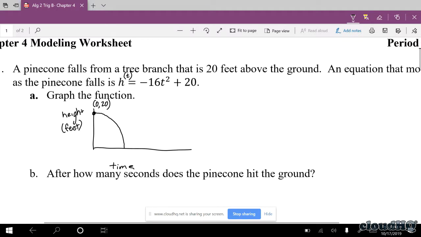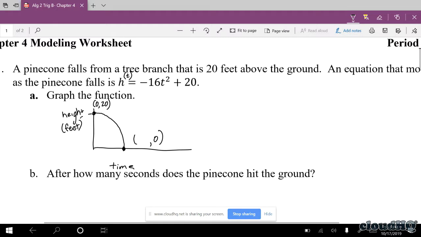When it hits the ground, what is the height? 0. So when it hits the ground, that is going to be an x-intercept. We don't know the y-coordinate yet. We'll use the calculator in just a little bit, but this path is part of a parabola.